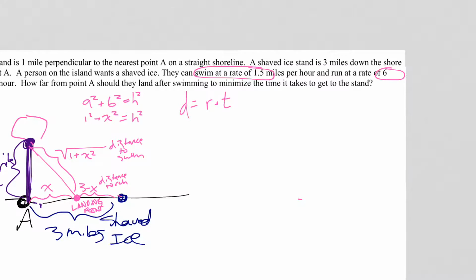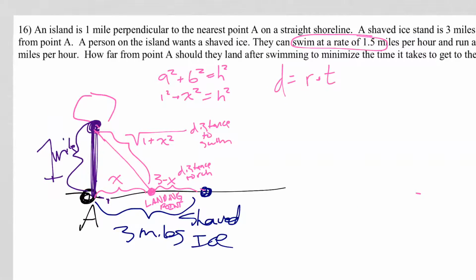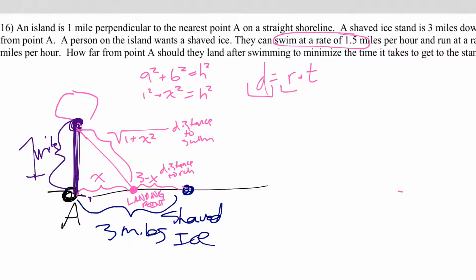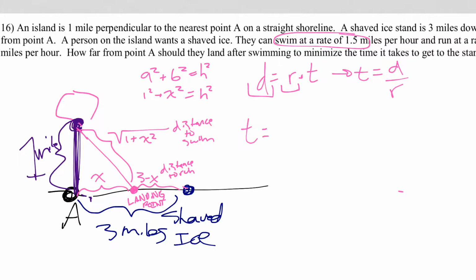But what do we know? We know the distance. Those are the two expressions we came up with. We know the rate, and we want the time. So to get the time, we need to take our distance and divide it by our rate. So we need to write a time equation. So let's figure out what our time equation is going to be. Well, let's take our distance on land, which is 3 minus x, and divide it by our rate on land, which is 6.